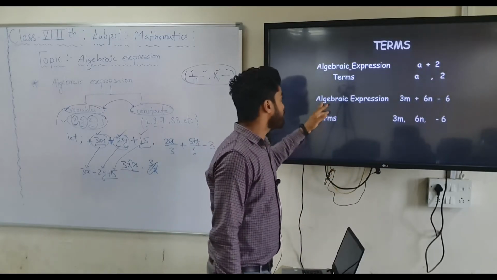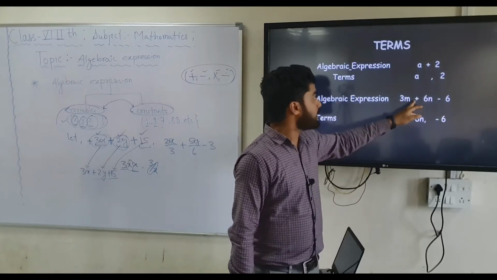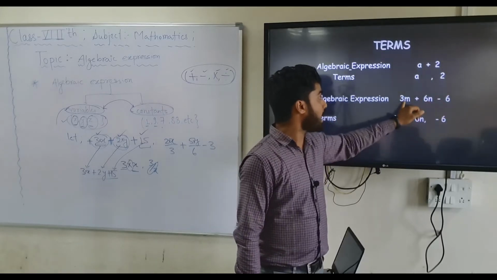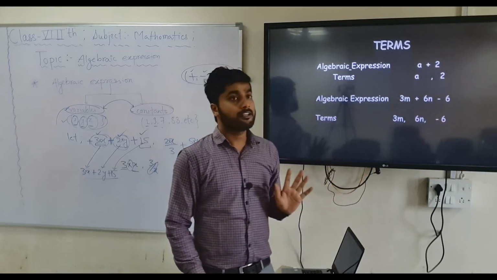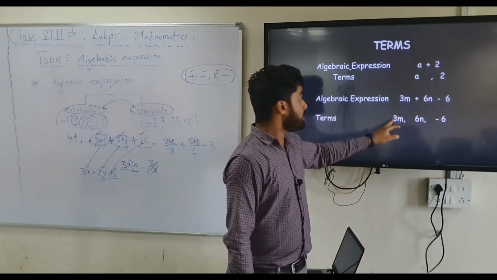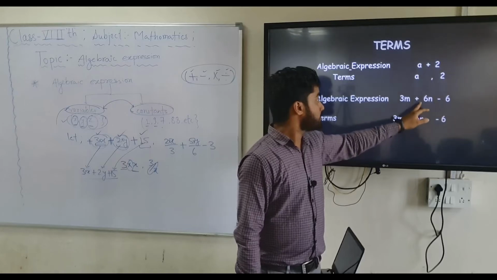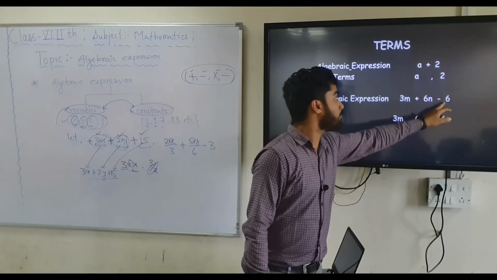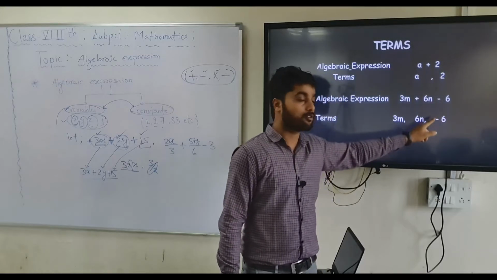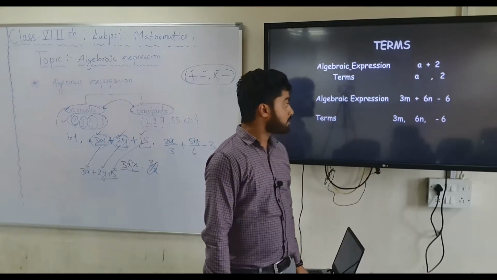In the second example, you can see the algebraic expression 3m plus 6n minus 6. m and n are variables here, and 3, 6 and minus 6 are constants. So 3m is the first term, 6n is the second term, and minus 6, because we have to take the minus sign also, is the third term.